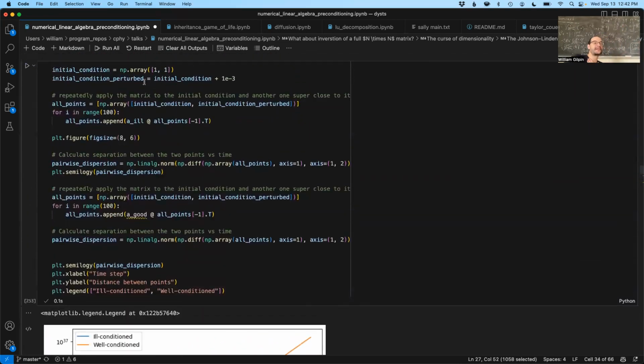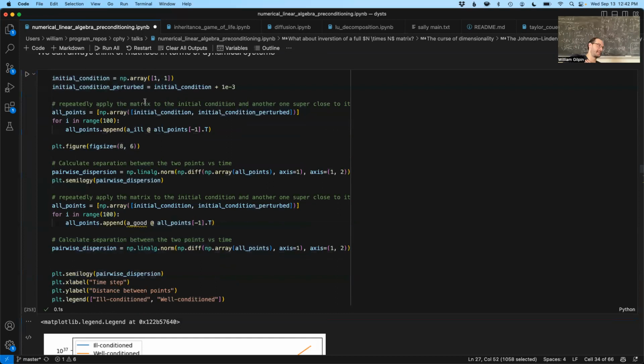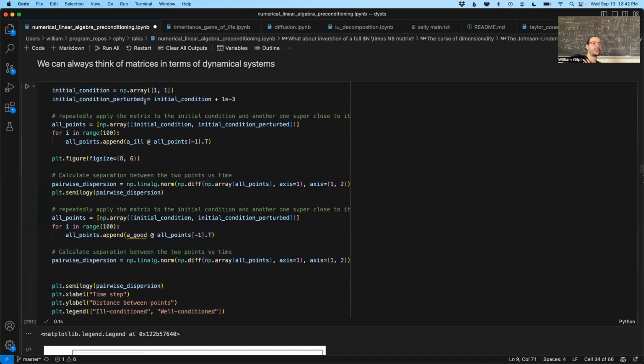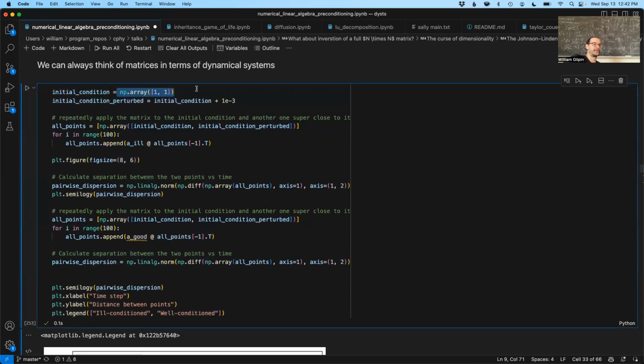Okay, so what I'm going to do here is take this dynamical systems view of matrix multiplication. I'm going to define an initial condition, and then some other initial condition that's very close to it. These are 2x1 vectors, each an initial point in a 2D plane. I'm then going to define an ill-conditioned matrix and a well-conditioned matrix, and apply those matrices a ton of times to my initial conditions.